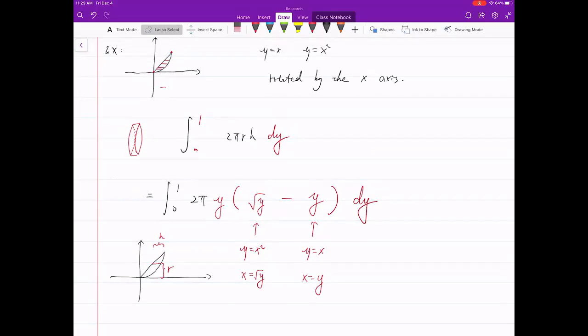Make sense here? Okay. That's the cylindrical shell. Nothing more.